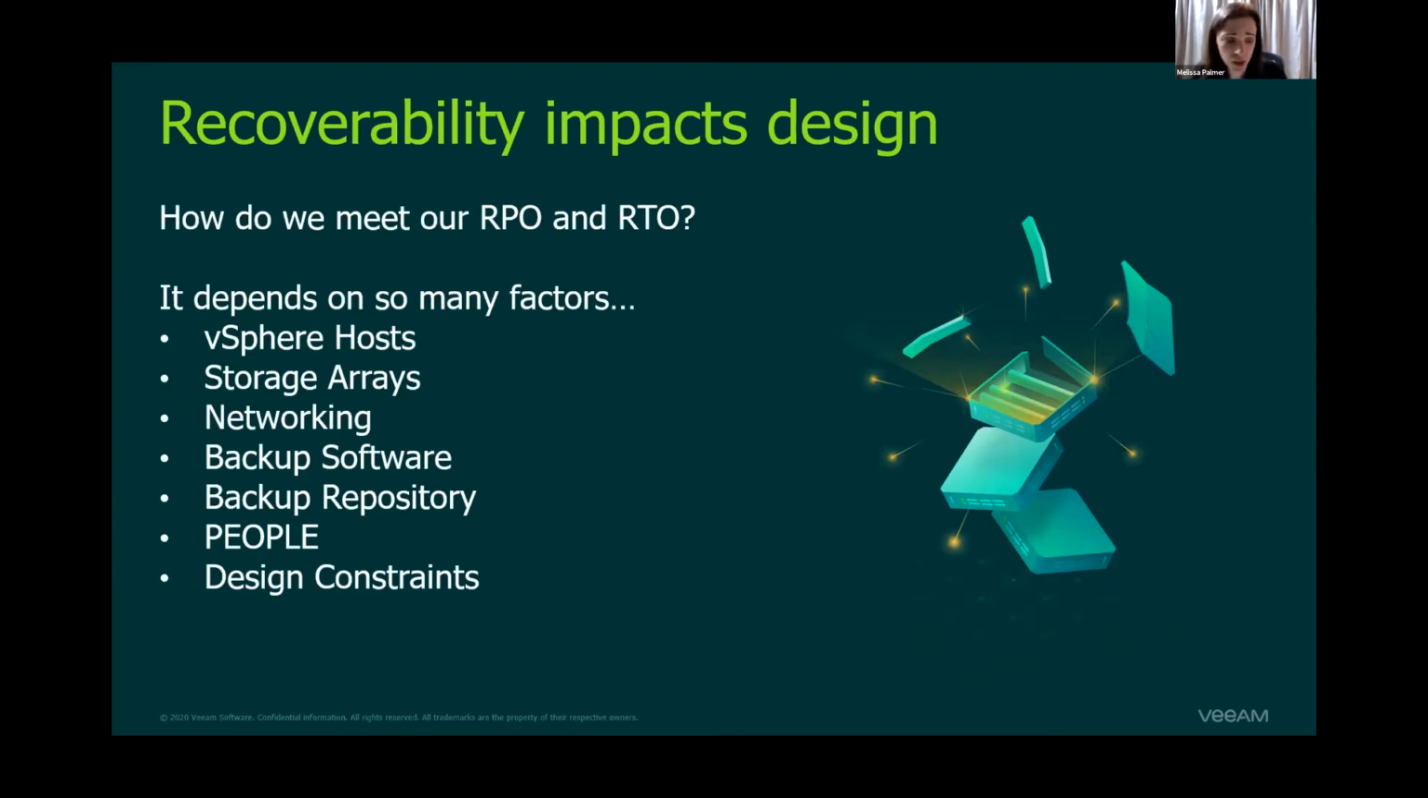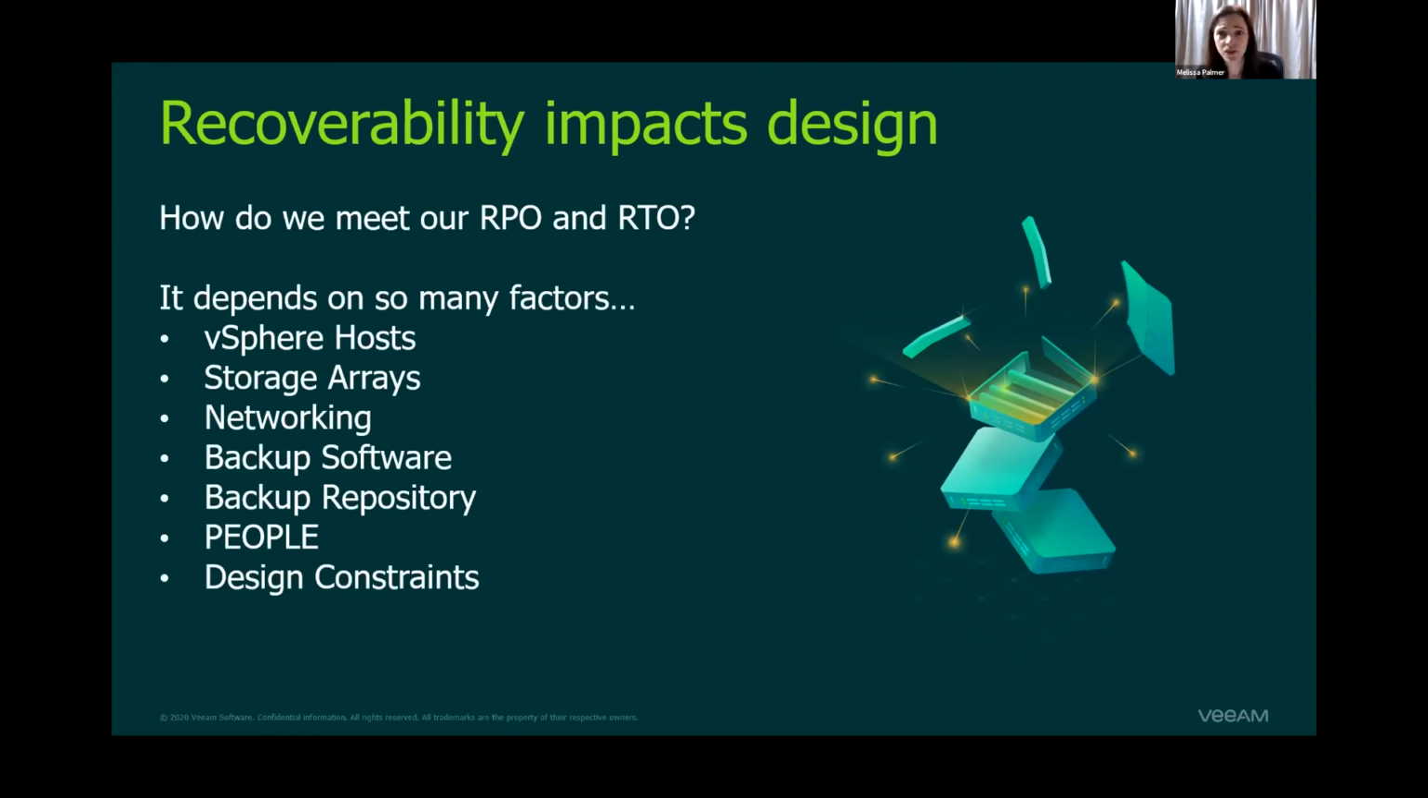So it's our job to take a look at our requirements in our organization, right? Why do we need these RTOs and RPOs? How do we meet them? Take a look at the infrastructure we have or the infrastructure we're going to purchase, and also understand any design constraints. And people can be a huge design constraint, right?